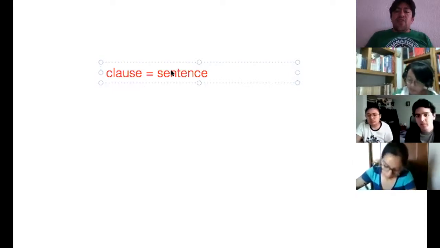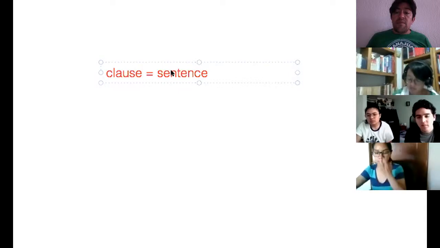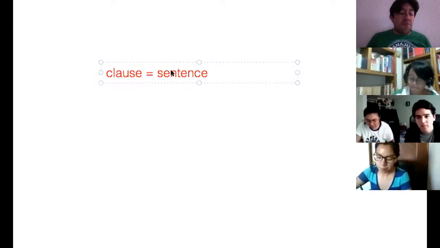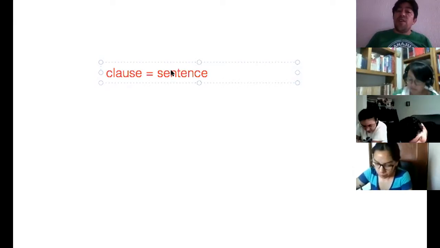So what you have to use in relative clauses, and you know that, is a relative pronoun, right? Do you remember any of them? Which? Which, for example. Any other? Who? Who? Very good. Very good.